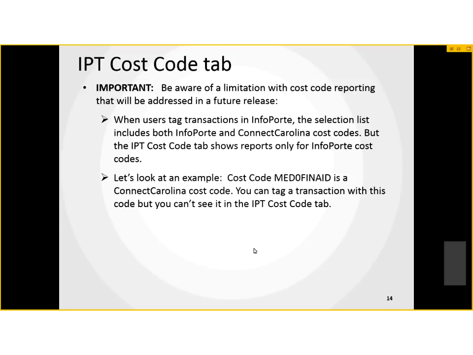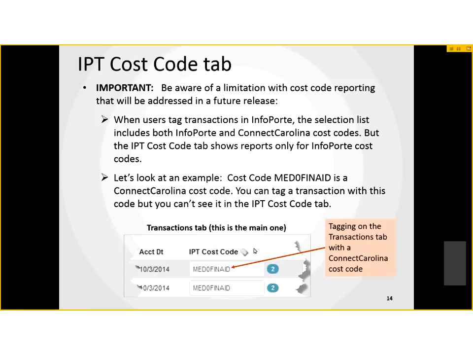So let me give you an example so you can wrap your mind around what I'm saying. So for example, cost code MED0FIN8 is a Connect Carolina cost code. So you can see that cost code used in, I believe it's in cost code 1 on their reporting. You can tag a transaction in InfoPorte with this cost code, but you can't see it on the IPT cost code tab. So here we are on the transactions tab, and just pointing out to you, this is a screenshot from the main transactions tab. You can't tag transactions in IPT cost code.